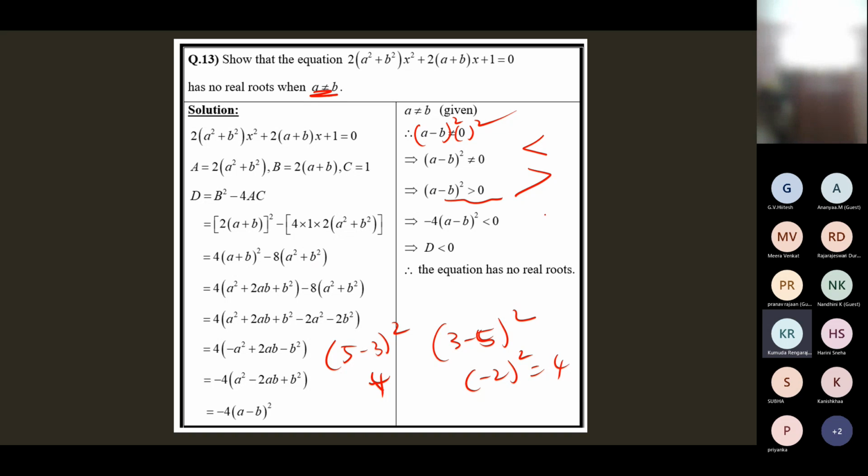But this positive value, see, you have a positive value 3. If you multiply this by a negative 4, it's a negative value. So minus 4 into a minus b the whole square will be less than 0, because that is negative. That means D is less than 0, which means the equation has no real roots.